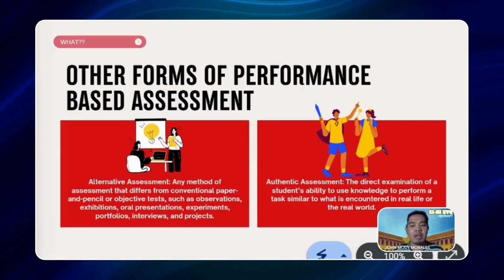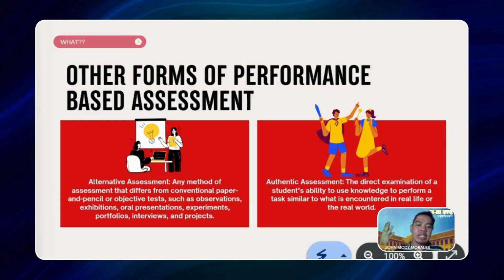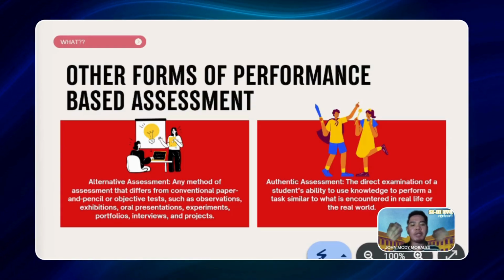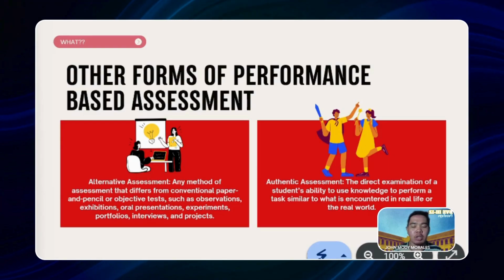Now, let us talk about the other forms of performance-based assessment. First of all, we have alternative assessment. It includes tools beyond pen and paper tests. For example, these are the interviews, the exhibitions, the portfolios, the projects, and the observation. And these methods capture different dimensions of student learning.